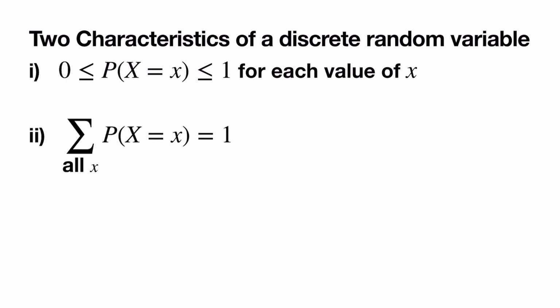Okay. Total probability for all values of x must be 1. Mesti 1. You mean you tambah all the probability you have must equal to 1. Dapat lebih pada 1, salah. These two must be satisfied. Kalau dia tak satisfied, then it is not a random variable. It is not probability. Okay.